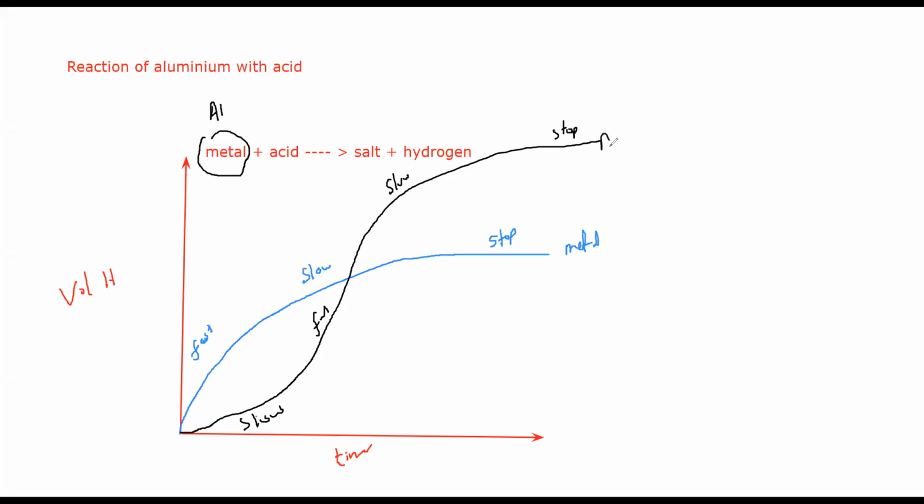So what is the reason why in case of aluminium it's a bit different? Because when you have a piece of aluminium, a metal aluminium, it reacts with the atmosphere, and when it reacts with the atmosphere, it forms an oxide layer at the surface. So this oxide layer protects the aluminium from reaction with acid.